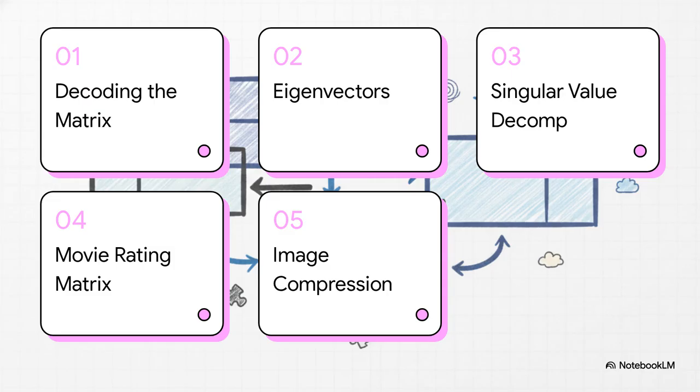So here is our roadmap for today. 1. Decoding the matrix. 2. Determinants and eigenvectors. 3. Singular value decomposition. 4. The movie rating matrix. And 5. Compressing images with math. We're going to go from abstract algebra straight into the real-world tech you use every single day.